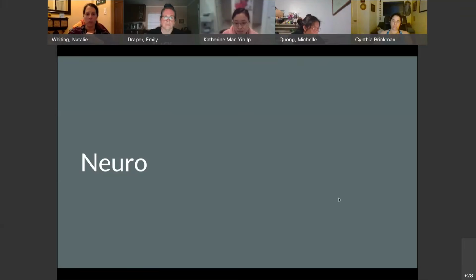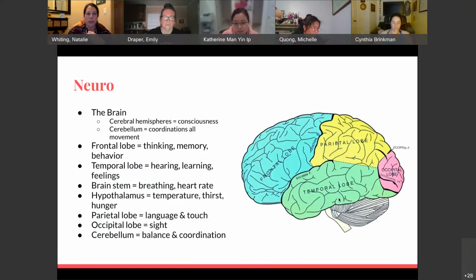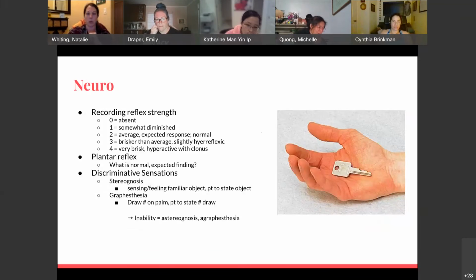Okay, neuro. So the brain, you have the cerebral hemispheres, which is consciousness. You have the cerebellum, which coordinates all movements. You have the frontal lobe, temporal lobe, brainstem, hypothalamus, parietal lobe, occipital lobe, and cerebellum. This should be like review for you guys. So now, I feel like I'm probably taking up too much of your time, so I want to pick it up. Okay, so neuro.